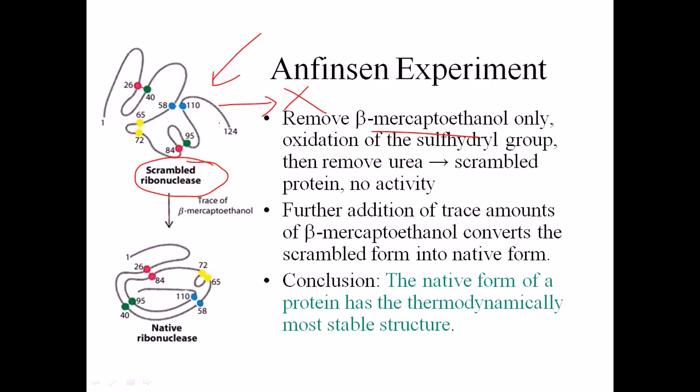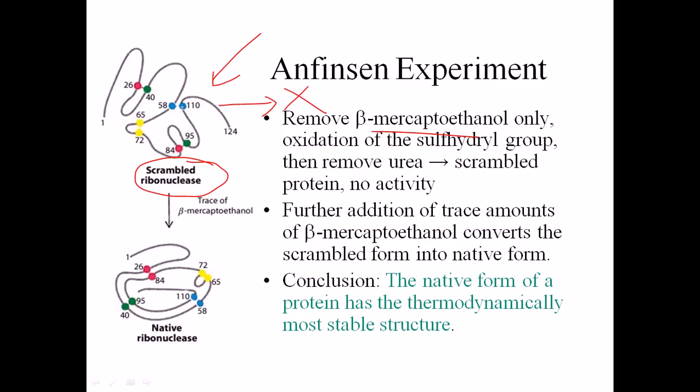Why is this happening? We are removing the beta-mercaptoethanol, which means we are enabling the SH-containing amino acids to make bonds with each other, to make disulfide linkages. They can make this linkage, but we are not removing the urea. That's why the protein structure will be frozen in this kind of situation. So that is the point.